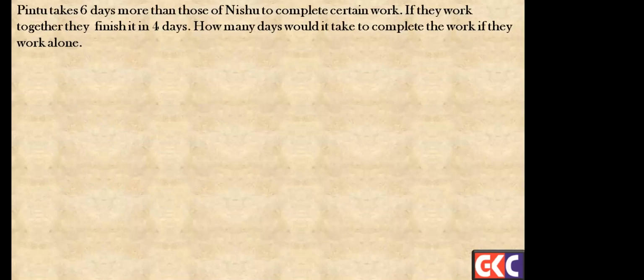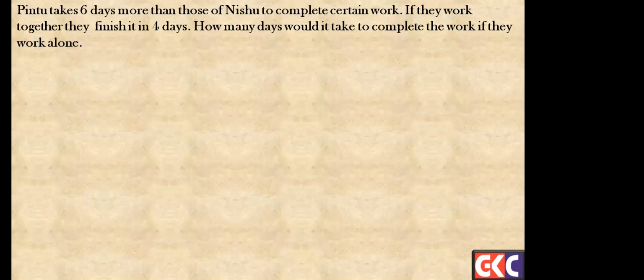Pintu takes 6 days more than Nishu to complete a certain work. This is the first and the most important condition. If they work together, they finish it in 4 days. How many days would it take to complete the work if they work alone? Please try and understand this question.